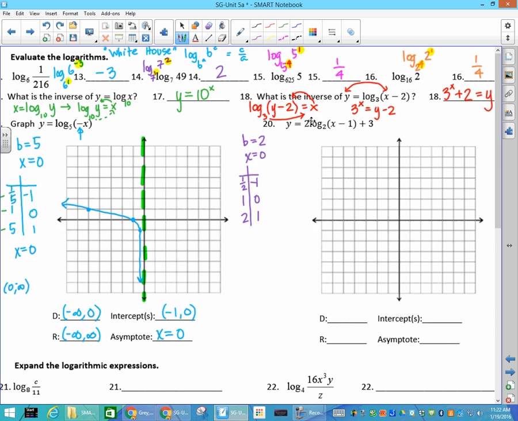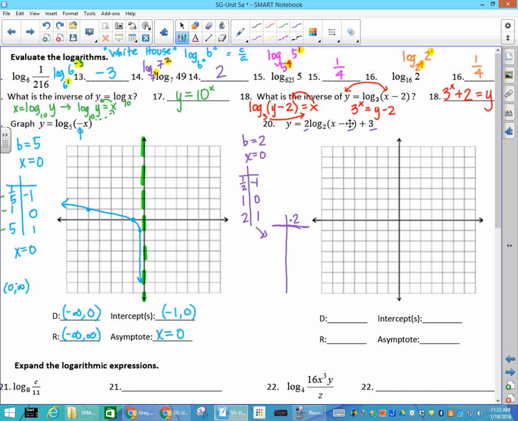So I have a 2 in here, I have a 1, and I have a 3. So how are those going to affect my graph? I'm going to write my key points. That 2 is outside, it's not in the parentheses, so it affects the y. So I'm going to multiply each thing by 2.